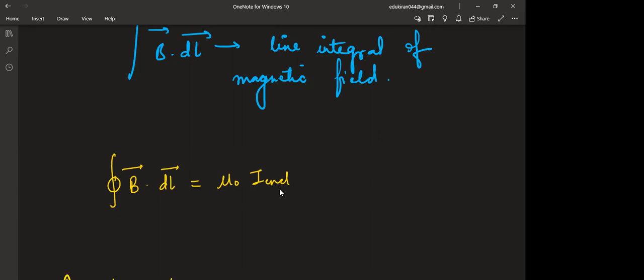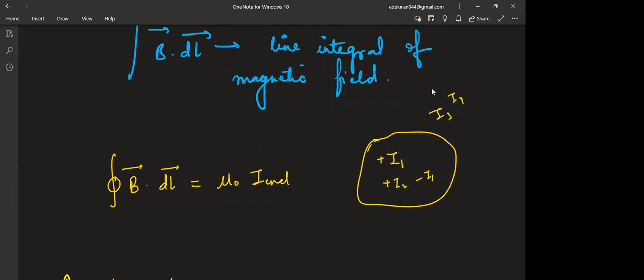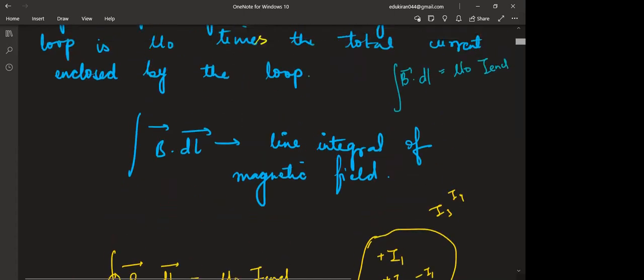This is similar to Gauss law. Under Gauss law, we studied that only the charges enclosed within the Gaussian surface are included. Under Ampere circuit law also, we'll choose an Amperian loop. Whatever currents are enclosed within it, plus I1, plus I2, minus I1, we'll include these only, whereas the currents I3, I4, which lie outside the closed Amperian loop, we will not consider. So B dot dl is equal to mu naught I enclosed. This is Ampere circuit law.